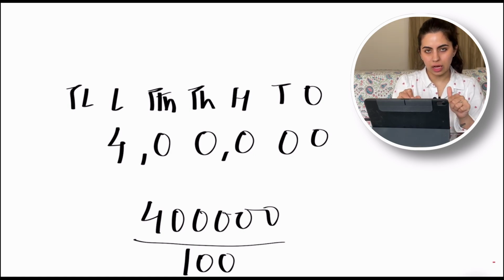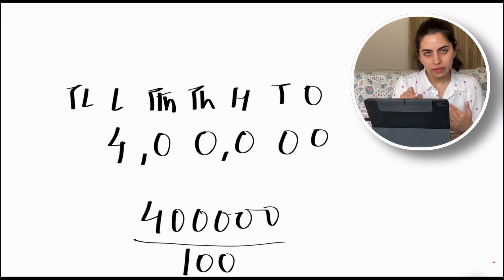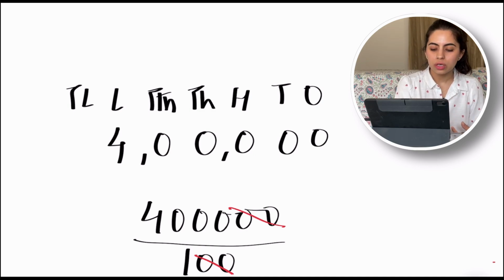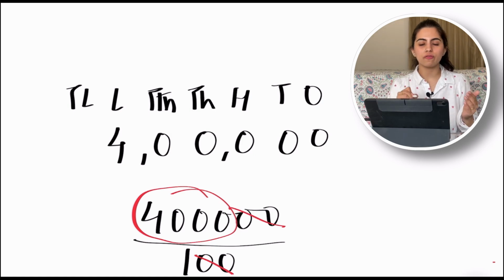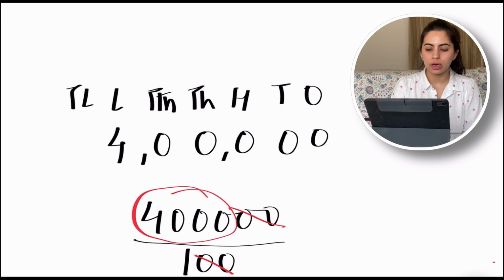But now, how do we do it? If we have to find out how many hundreds are there in 4 lakh, so 4 lakh divided by 100, because we are finding how many hundreds are there. So divided by 100, we cut off the two zeros. That's the quickest way to divide. So my answer here is 4,000. There are 4,000 hundreds in 4 lakh.